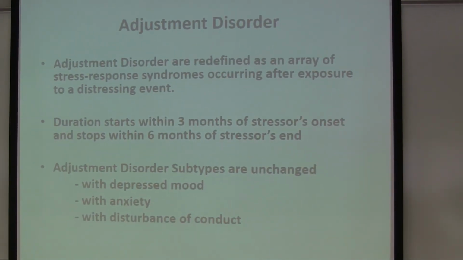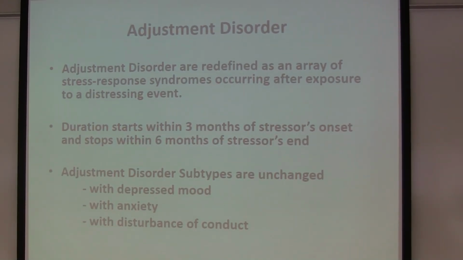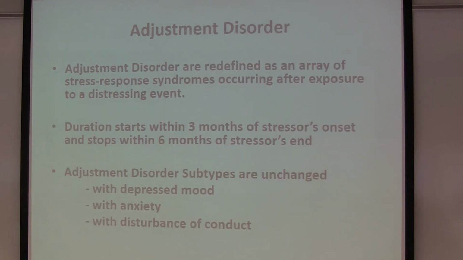It usually starts within 3 months of the stressor, so the onset is within 3 months, and most likely stops within 6 months of the stressor's end, so that it is not given as a long-term diagnosis, although many of us have seen that. You may have seen it at your placements or the agencies where you will be working. That's given for a longer period of time. But this is the criteria that has been set for DSM-5. Adjustment disorder can also have some subtypes which are unchanged from DSM-4. And they are with depressed mood, with anxiety, or with disturbance of conduct.